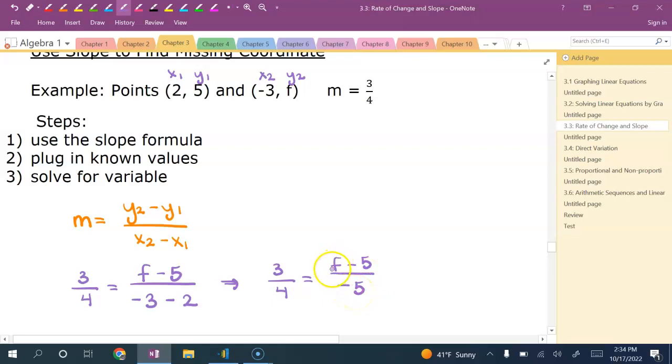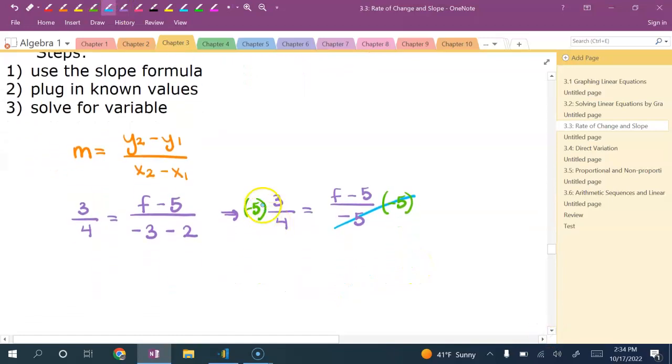Now I need to solve for f here, so I got to somehow get this term alone. The first thing I want to do is get rid of the fraction over here on the right-hand side. So I need to get rid of that negative 5. To do that, I'm going to multiply both sides by a negative 5. Doing that is going to allow these two to cancel. And over here I'm going to multiply, so now I've got negative 15 over 4 equals f minus 5.